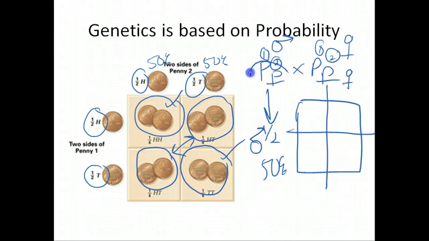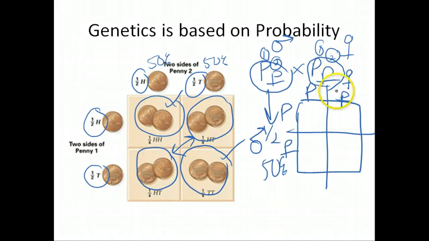So the genotype of the male is big P, little p. So I'm going to put the big P here and the little p here. Genotype for the female is also big P, little p. So I'll put the big P here, the little p here.